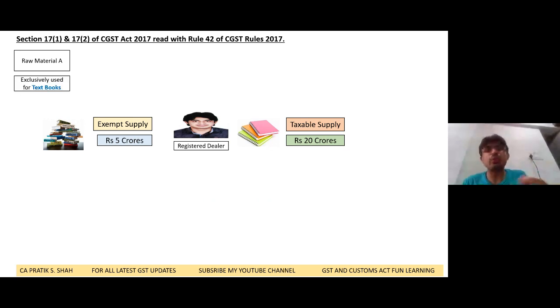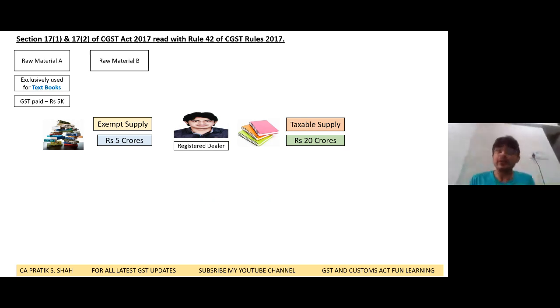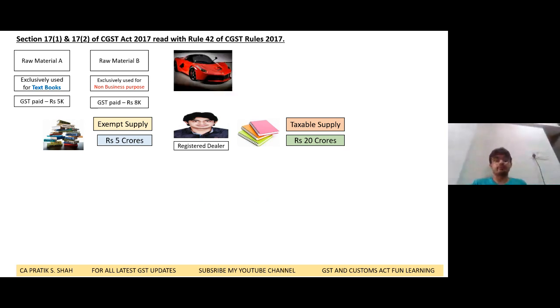This material A is used exclusively for earning exempt income. GST paid 5,000. It was used entirely for textbooks. I also purchase raw material B. This is used for my personal purpose. This should not be allowed as ITC, right? Non-business purpose. I paid GST of 8,000.